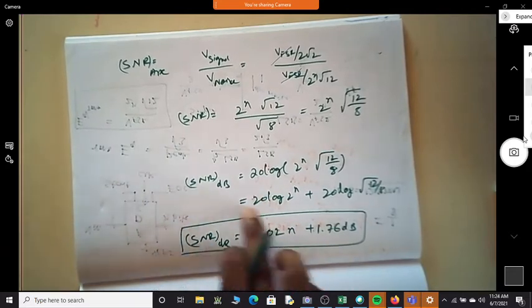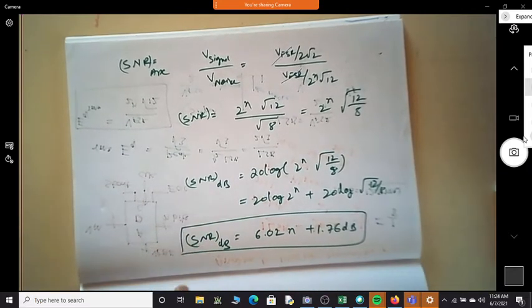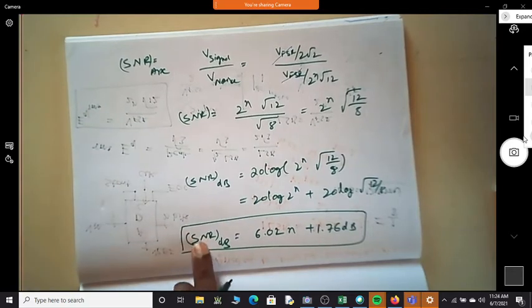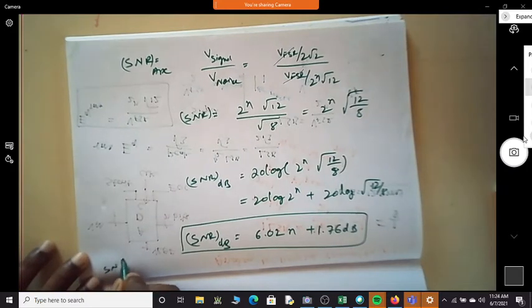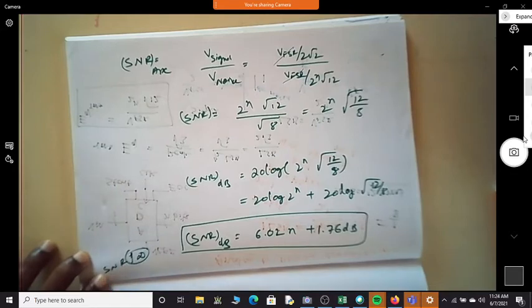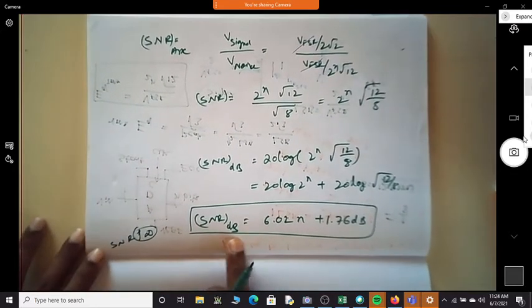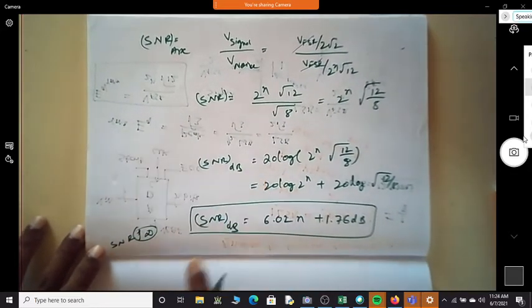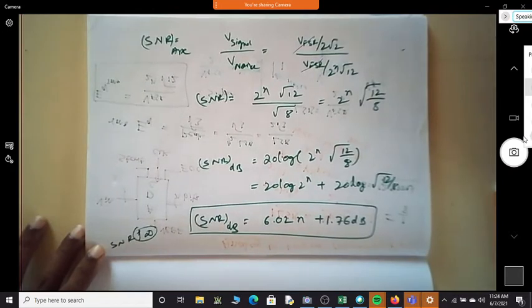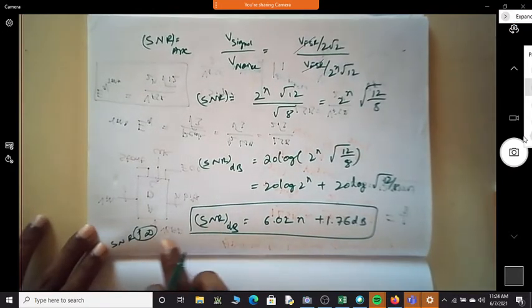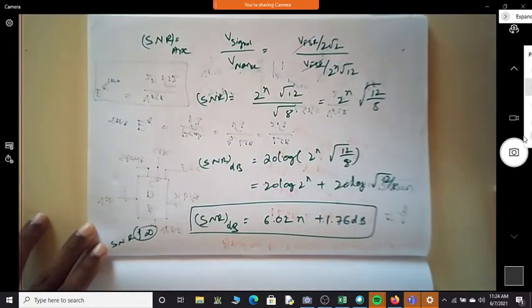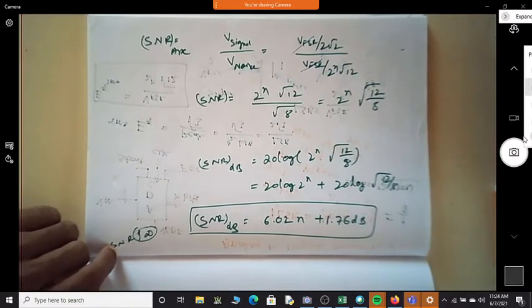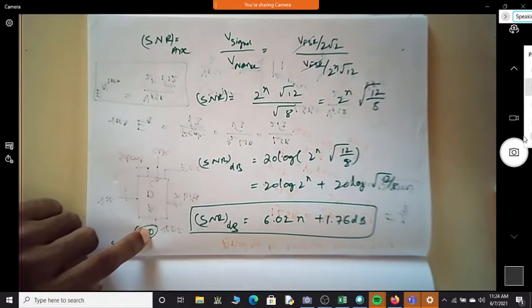What does this mean here? What is the ideal value of SNR? The ideal value of signal to noise ratio is infinity. Meaning the noise should be zero if it is ideal, right? If the noise becomes zero, then this entire quantity becomes infinity. So the signal to noise ratio should be as high as possible.